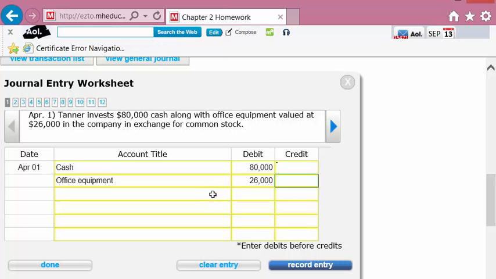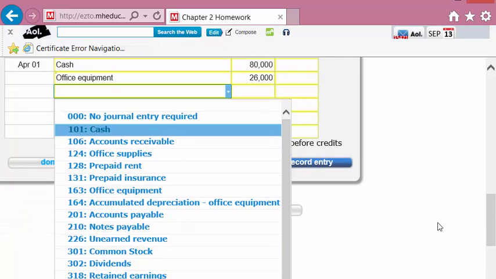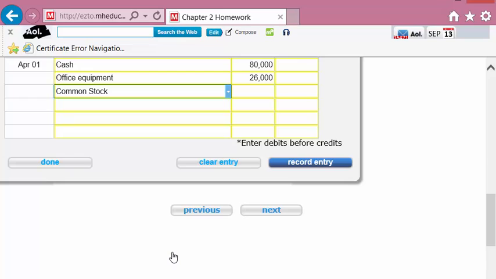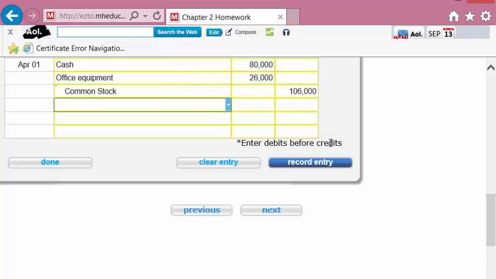Now I need some credits here, don't I? And what should I credit? Common stock came in, so I'm going to credit my common stock. This is a chart of accounts, guys. But they don't call out to me whether it's stockholders' equity or assets, because that's part of the exercise here, isn't it? For me to know. Okay, but do my debits have to equal my credits? That's 106,000. So I pop that in. 106,000. Sorry, I was putting zeros in there. Does my journal entry balance?